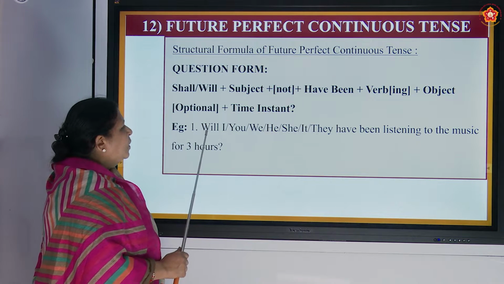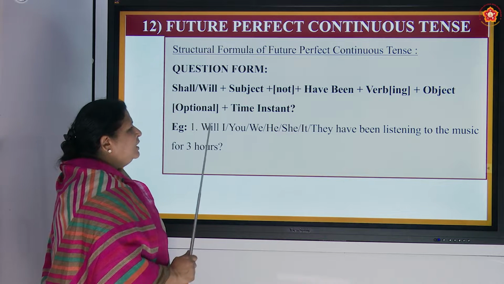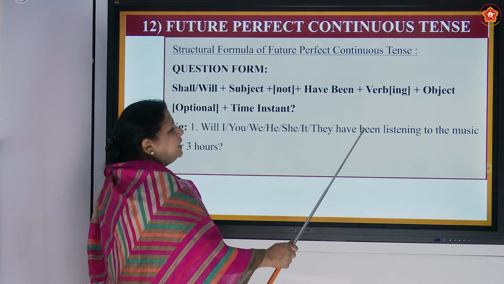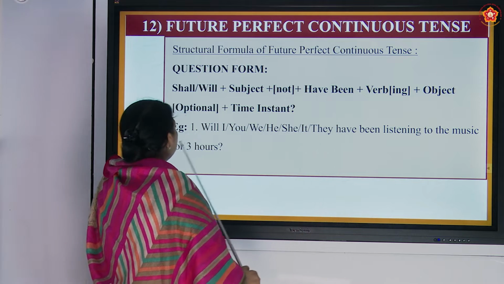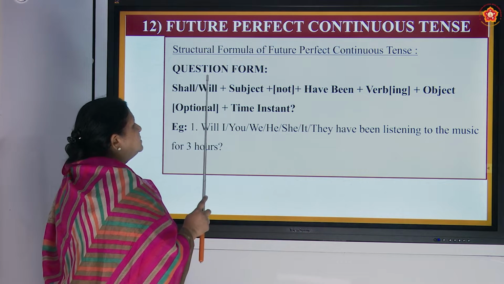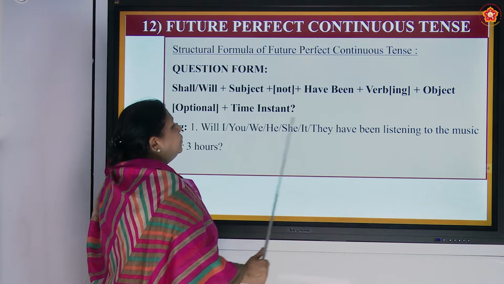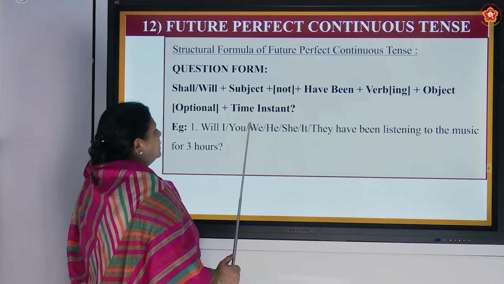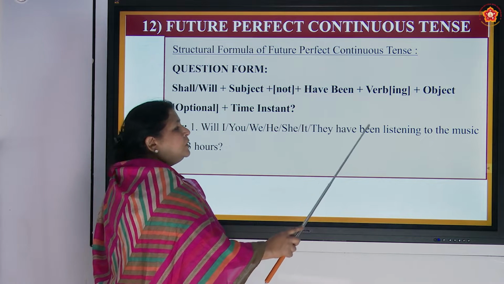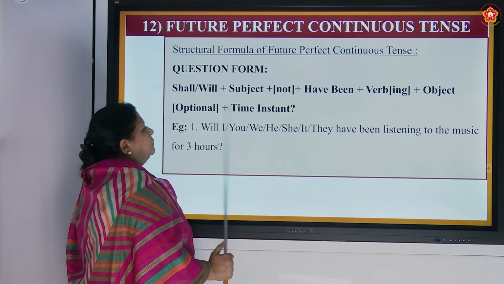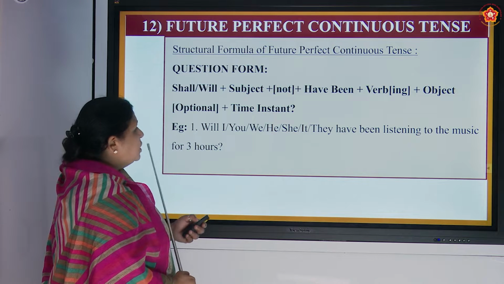So now example. Now see, earlier we used to write will afterwards, but now we are writing will here. Will I have been listening to the music for 3 hours? Question mark, because you are saying a question. When you are saying you, will you have been listening to the music for 3 hours? Will we have been listening to the music for 3 hours? Will he have been listening to the music for 3 hours? Will she have been listening to the music for 3 hours? Like that way you go on. Yes, you have understood? Very good.